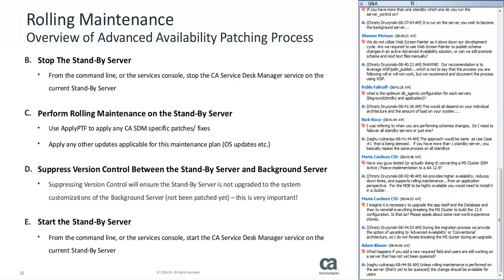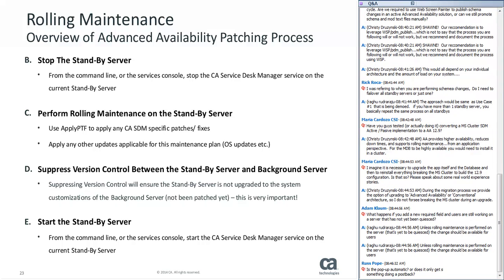Then you would go ahead and suppress version control between the standby server and the background server. And what that will do is ensure that the standby server does not have any files overwritten by older files from a background server. So in other words, we're not pushing older files on top of new files that you've put in place with the patch. So we prevent that by suppressing version control.